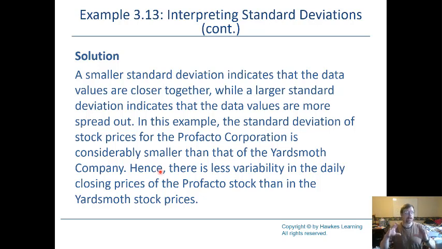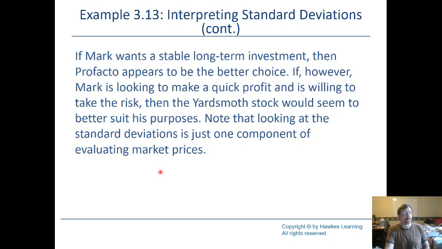Right. The other one, Yardsmith, is very large, so it's probably a riskier stock, but on the other hand, there's a higher chance of a payout depending on when you buy and sell. So depending on what you're trying to do, you might pick one stock or the other. If you wanted a quick profit, you could take the more variable stock and sell when it's high, because it's likely to bounce around quite a bit from day to day. If you're after a stable long-term investment, you'll probably take the more stable one.